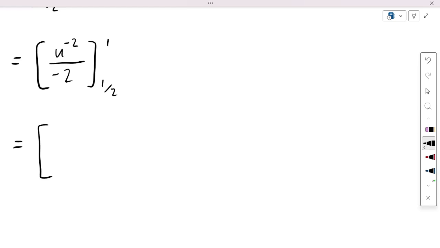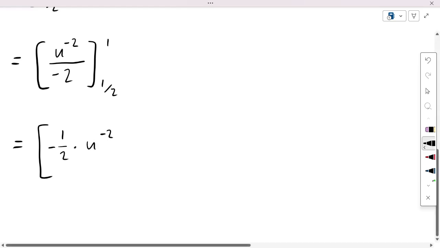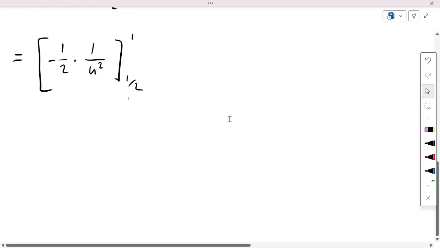We are going to write this as negative 1 over 2 multiplied by u to the power of negative 2, which we can actually write as 1 over u squared. Okay, then we have 1 and a half. So we can just substitute in our stuff from there. And then from your answer on the calculator, or let's rather just substitute first, right?